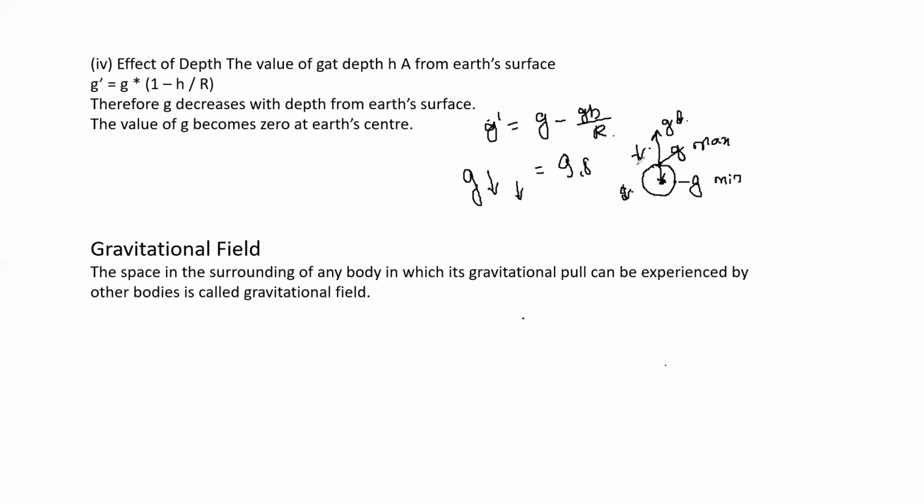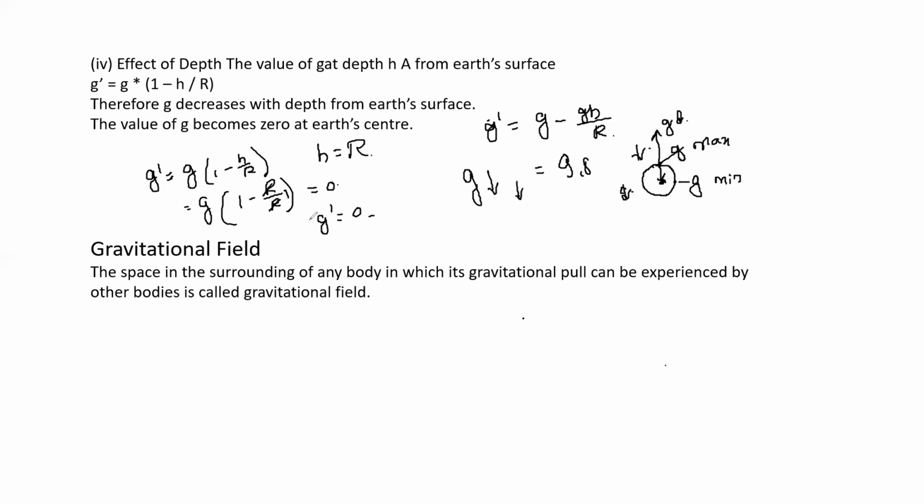Why? Because here you can see the equation g' equals g into bracket 1 minus h by r. As I said, at the center of the earth, we take h equal to r. If I substitute h equal to r, it becomes 1 minus r divided by r. So this cancels and here it is 1, not 0. So 1 minus 1 is 0. g into 0 is 0. Therefore, g' equals 0.